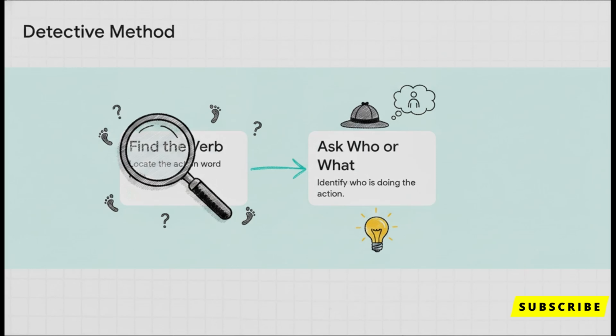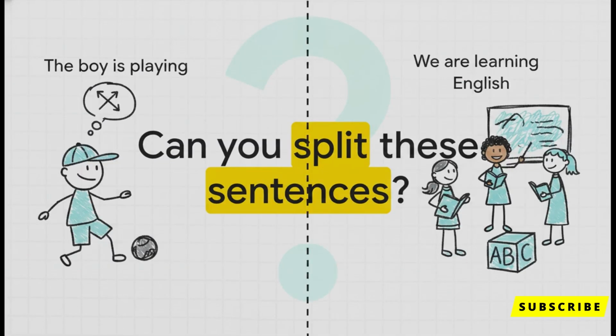Step 1. Find the action. Hunt down the verb first. Seriously, don't even look for the subject yet, just find the action. Step 2. Ask who or what is doing that action. The answer to that question will reveal your subject every single time. It's like magic. Let's really challenge you with these two.